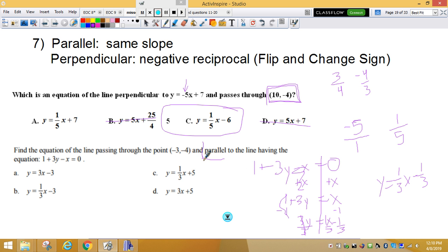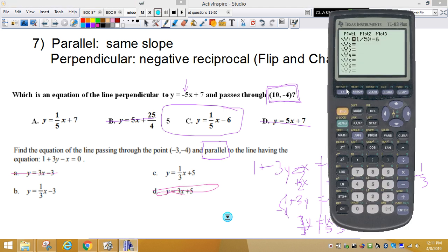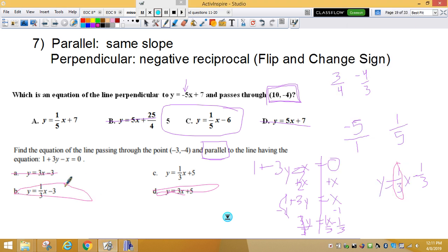So, again, parallel means the same slope. So I want my slope to be 1/3, which means it is not A and it is not D. So let's type them in and see. Let's start with B. B says 1/3 x minus 3. I'm going to go see if it goes through negative 3, negative 4. And it does. So I found my answer. This one should be B. It goes through -3, -4.